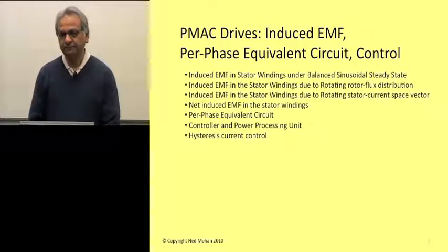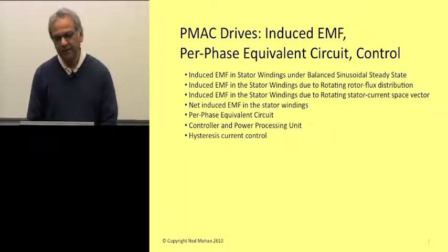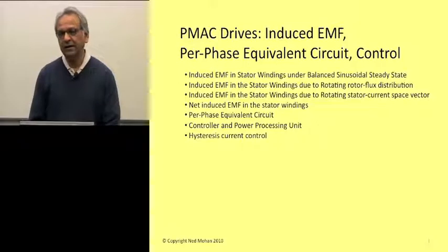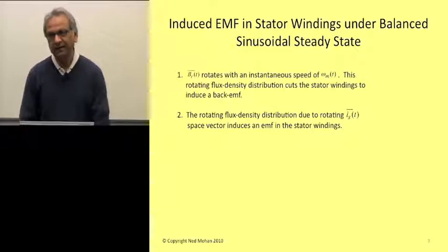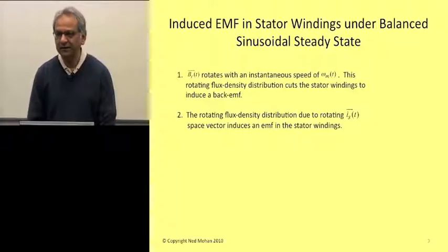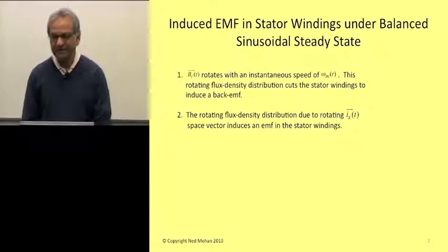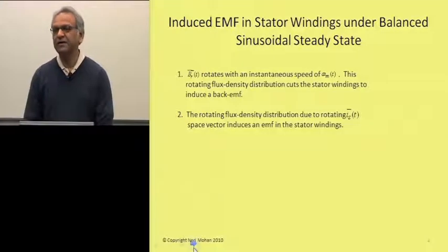In this module, we will see how voltages are induced in PMAC machines and what the per phase equivalent circuit looks like and how we can control these machines. So in the earlier module, we saw that these machines are controlled by injecting currents into them, but as a consequence of injecting these currents, voltages are induced.